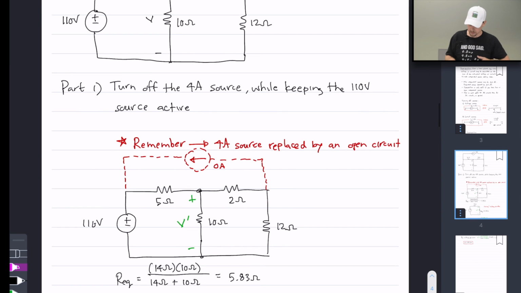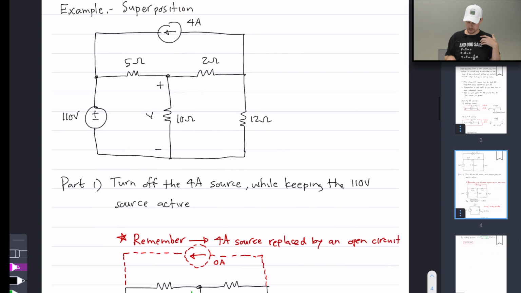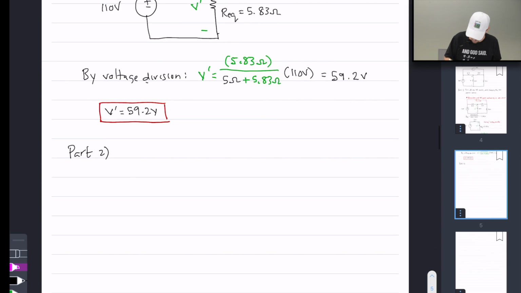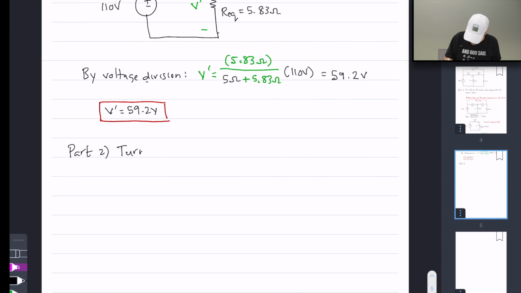And in this instance, we're actually going to keep the 4 amp source active, and we're going to turn off the 110 volt source. So here, we're going to turn off the 110 volt source while keeping the 4 amp source active.